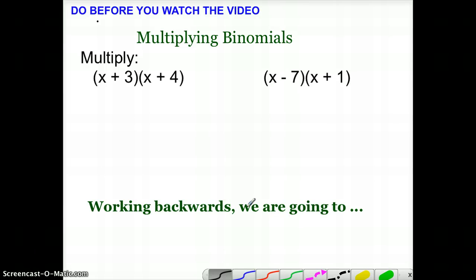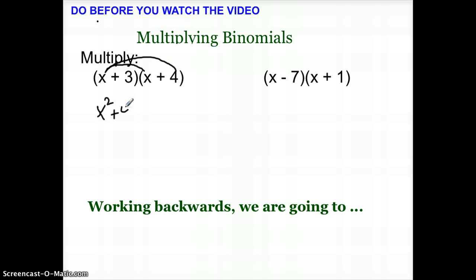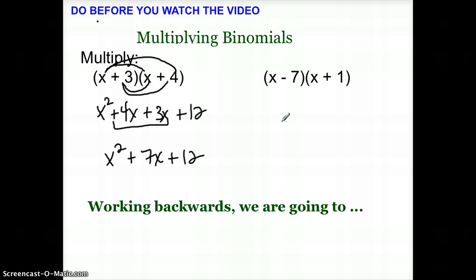Alright, you should have done this already. Multiplying binomials, a little review from last chapter. FOIL or box, whichever you choose. X times x is x squared. X times 4 is 4x. 3 times x is 3x. And then the last, 3 times 4 is 12. We combine like terms, and we get x squared plus 7x plus 12.